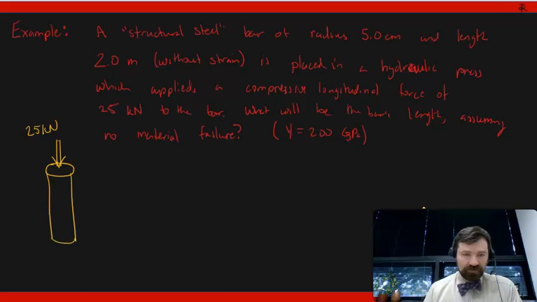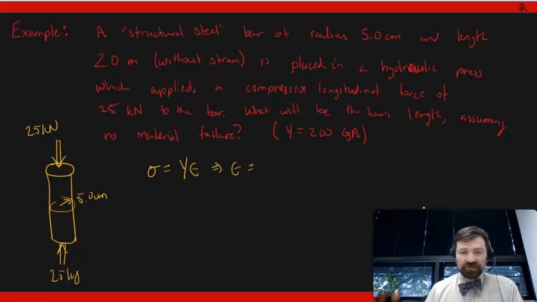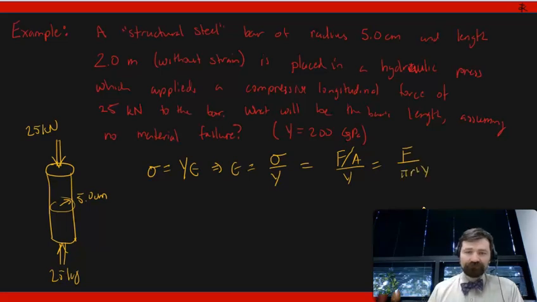All right, so here's your bar. There's 25 kilonewtons being applied to it. The radius was given as 5 centimeters. So we expect stress to equal Y, Young's modulus, times strain, and that means the strain should look like the stress divided by Young's modulus. The stress in turn is the force per unit area, so that's force over area divided by Young's modulus. We can combine all these terms, knowing that the area is pi r squared. This becomes force divided by pi r squared Y.